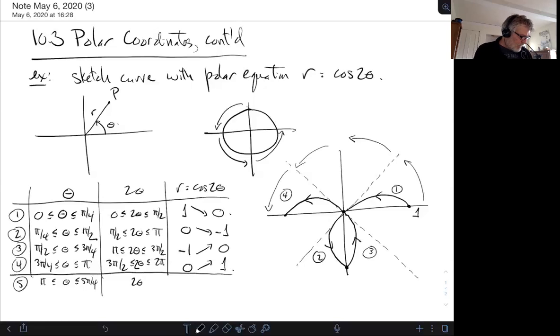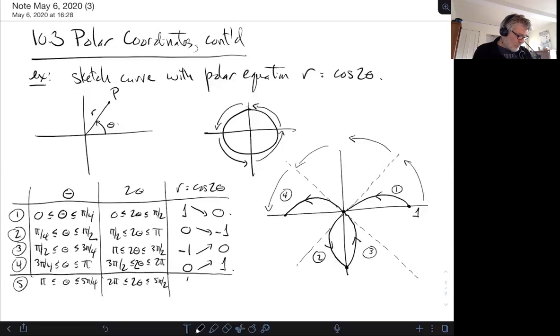Okay, so 2 theta now goes from 2 pi to 5 pi over 2. Right, so this is back to this part again. So it'll just repeat, right? So the pattern in the last column will just repeat.